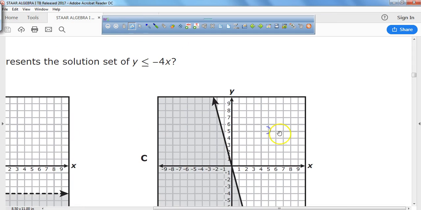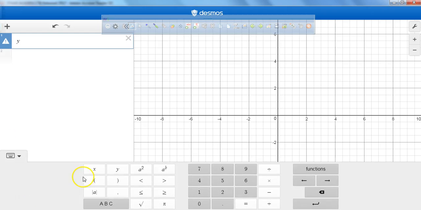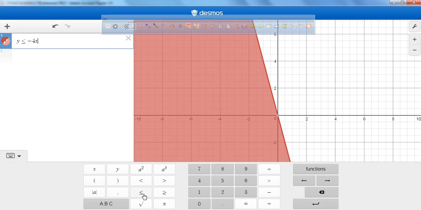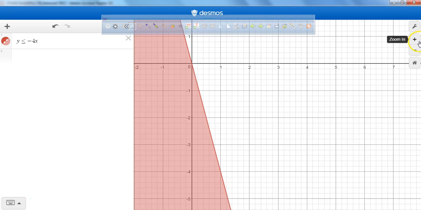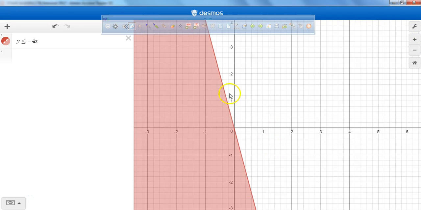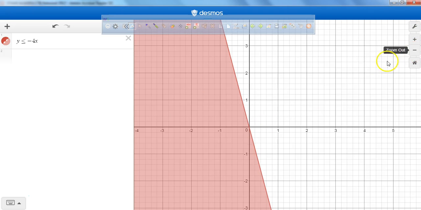Hopefully you're able to see that. But check this out. Let's go to Desmos. Let's type it in. See right here. You can type it. Hit the Y. Okay. Here's a little keyboard thing. All right. Less than or equal to negative 4x. You can type it in. Look at that. I'm going to zoom in a little bit so you guys can see it. There we go. Okay. And you can see that it does indeed go down 4 units.